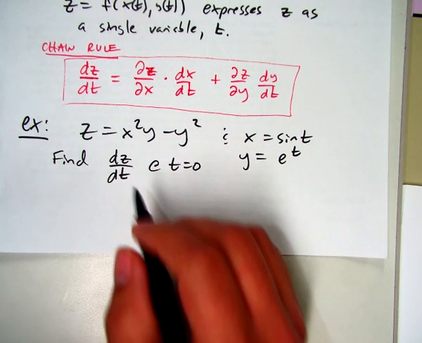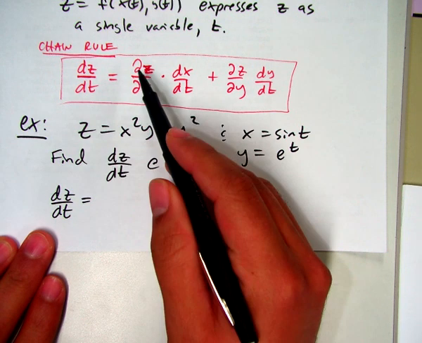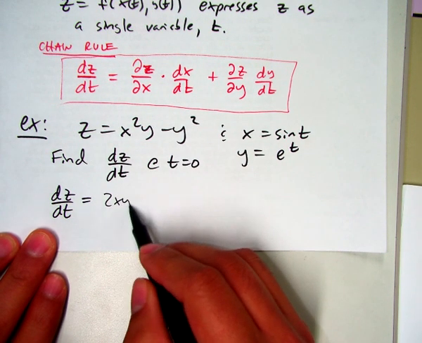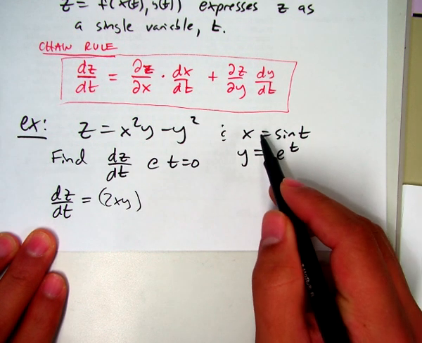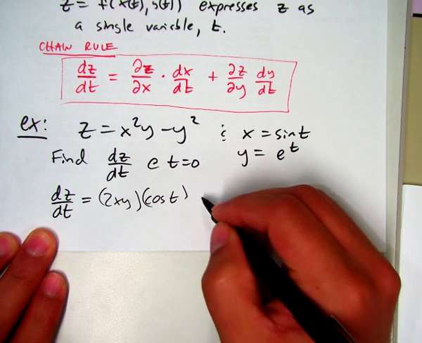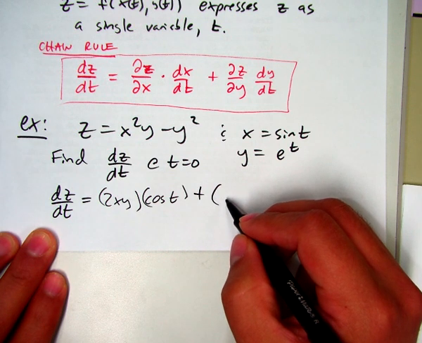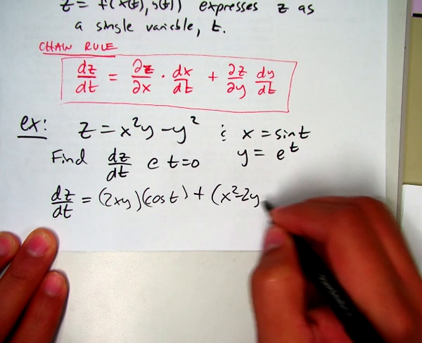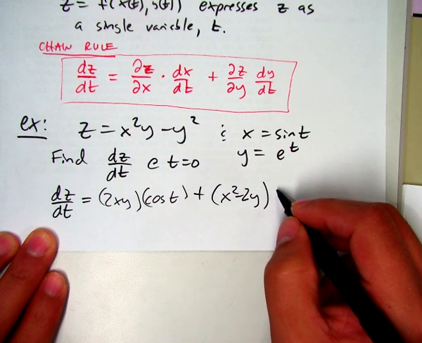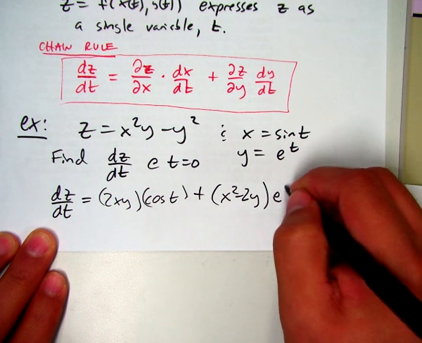So, using the formula right above, we just plug it in. Partial x would be what? And then now looking at x, dx dt would be cosine t. Good. Plus partial y is x squared minus 2y. Oh, see that. Close. A little off. Just a little. And then dy dt is e to the t.